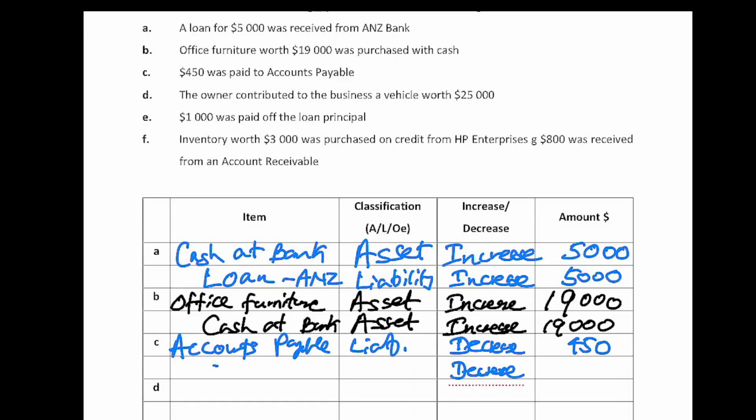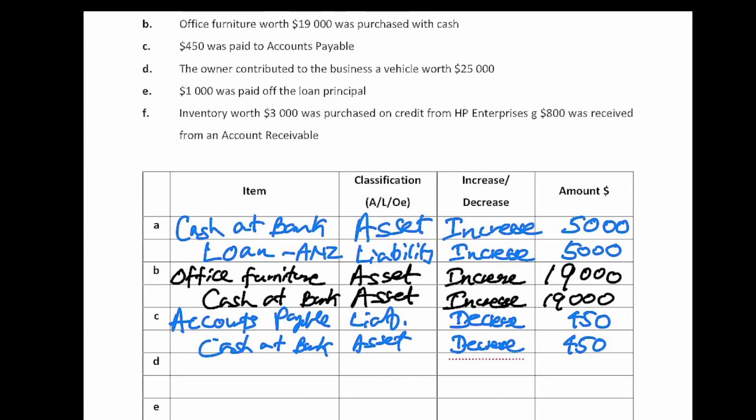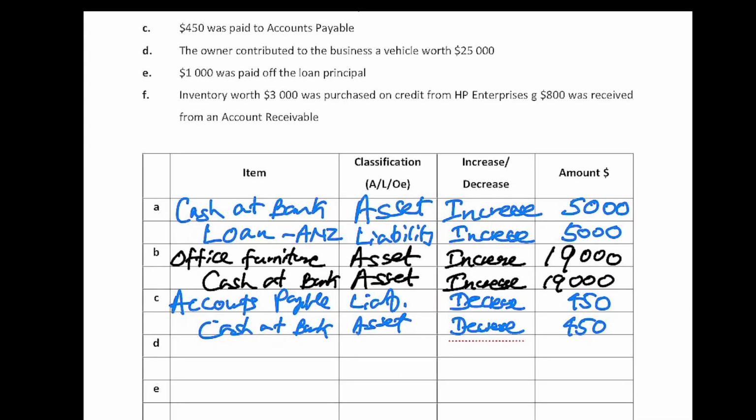Okay. Cash at bank, asset decrease 450. Right. D. Owner contributed to the business a vehicle worth 25,000. What do you think?